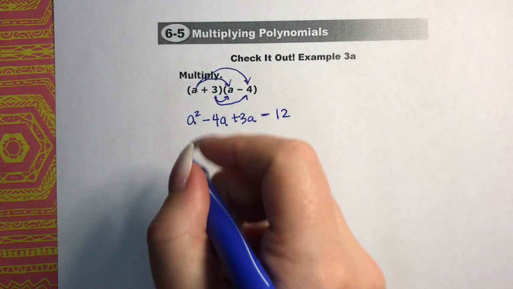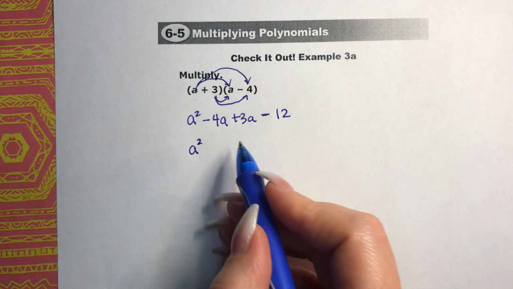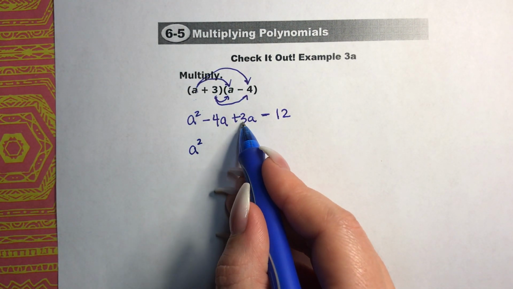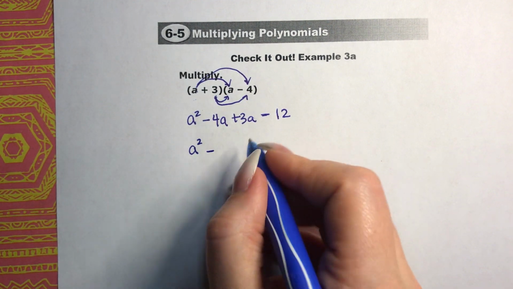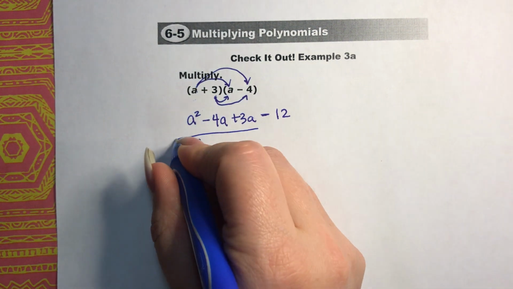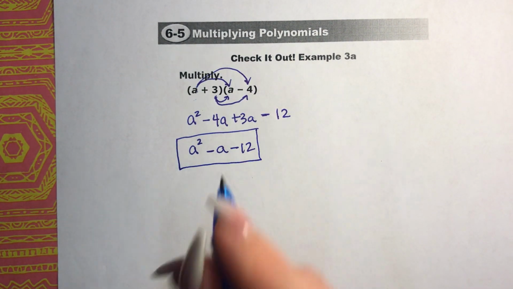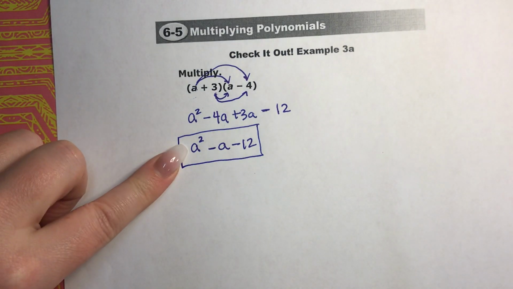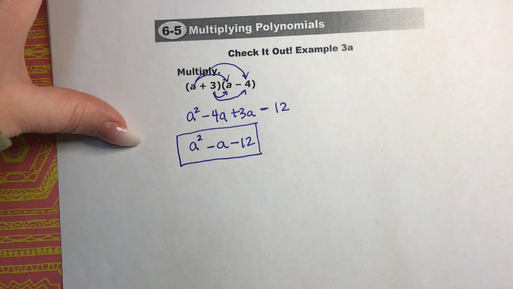Now I just need to simplify, so I end up with a squared. These have the same, so it's negative 4 plus 3, which is negative 1. I'm just going to write negative a minus 12. You wouldn't write negative 1a, you just write negative a. So if you got that right, awesome. If not, go ahead and fix.